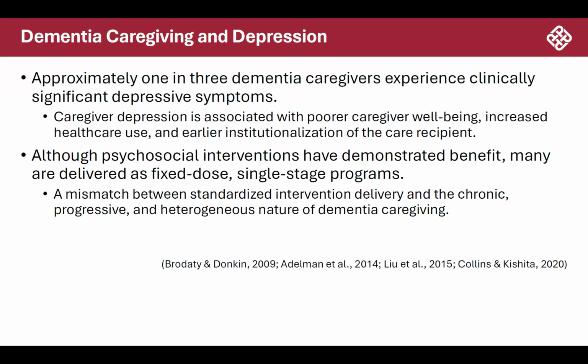We found that previous clinical trials or interventions, such as the use of mindfulness, demonstrated benefits, but many of them are fixed dose and single stage programs. So that's why we want to develop adaptive interventions for the family caregivers of people with dementia, because of the characteristic of caregiving. It is not static, it is changing all the time. That's why we need adaptive interventions rather than a fixed dose or single stage program for the family caregiver.